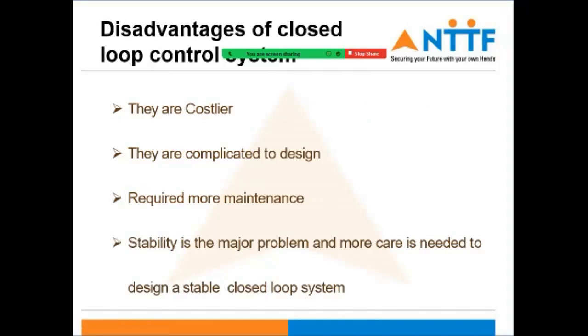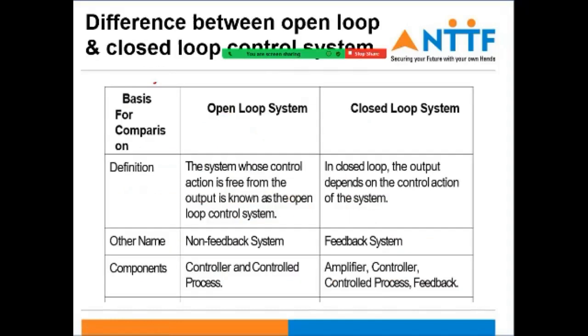The disadvantages of closed loop control systems are that they are very costly because of the system design and complexity. They are complicated to design and require more maintenance, and stability becomes one of the challenges because more complex circuitry and a more complex design are involved.